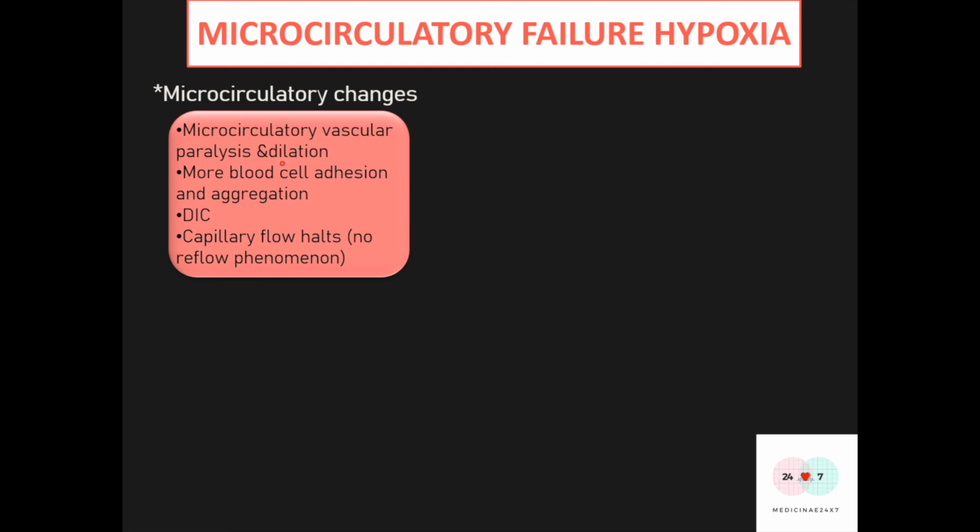Now let's come to the final stage of the development of shock, which is the microcirculatory failure stage, and it's also an irreversible stage of shock where the prognosis of the patient is very poor. The primary microcirculatory changes seen in this stage are widespread microcirculatory paralysis and dilation, more blood cell adhesion and aggregation, disseminated intravascular coagulation due to increased platelet aggregation, and flow halts inside capillaries. There is neither any inflow nor outflow whatsoever.